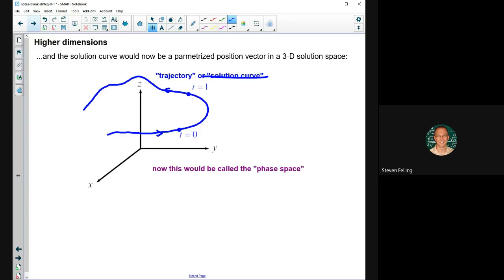And of course, once you go above 3D, you can't draw it anymore. But you could have a 4-dimensional space or a 5-dimensional space if you have 5 variables. Same with Calc 3. All that stuff is extendable to higher numbers of dimensions.